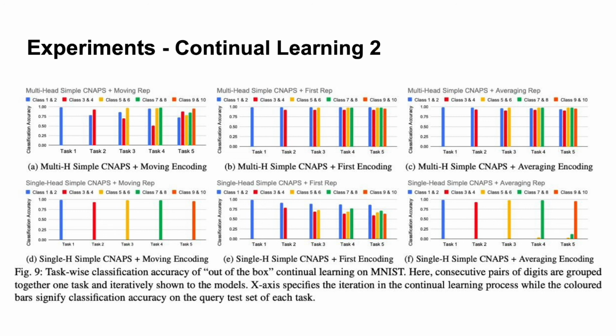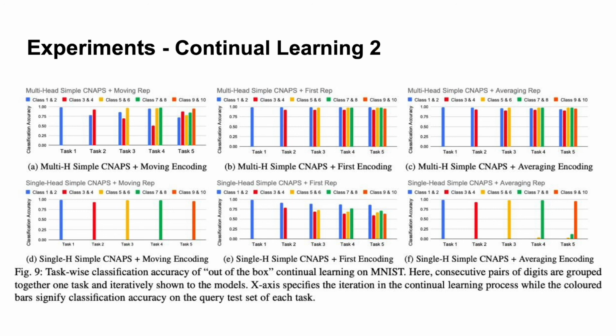We see that the first task is often the best to perform. And that's again understandable, because in the first rep encoding strategy, we set the task encoding to the first task during adaptation of all tasks. But the performance is reasonable on the other tasks.